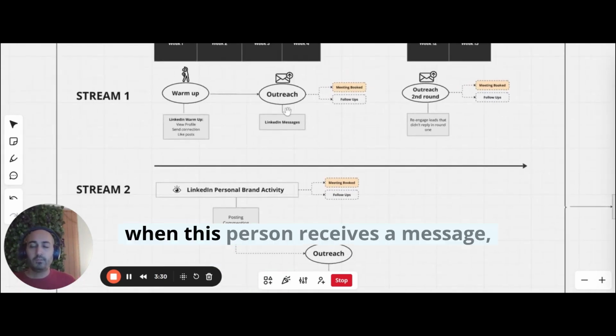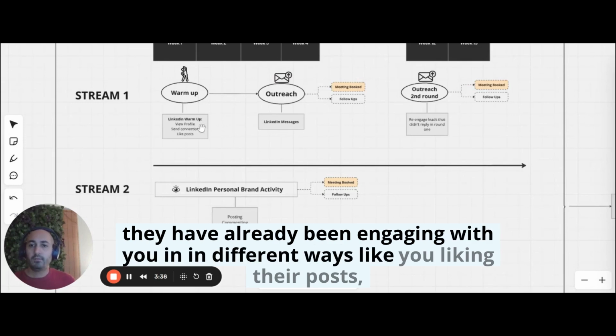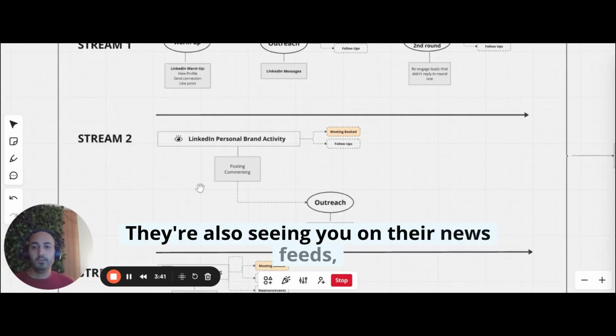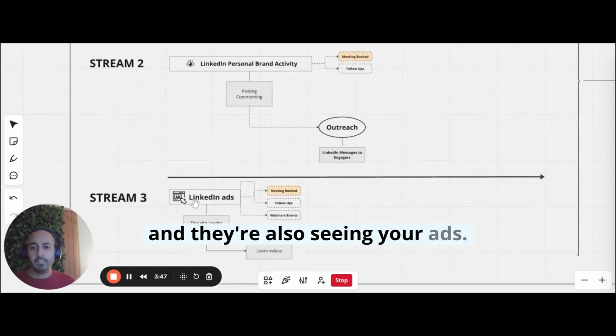So by this point, when this person receives a message, they have already been engaging with you in different ways, like you liking their posts, so they're starting to see your face. They're also seeing you on their news feeds, right? So in terms of your posting and your commenting, and they're also seeing your ads.